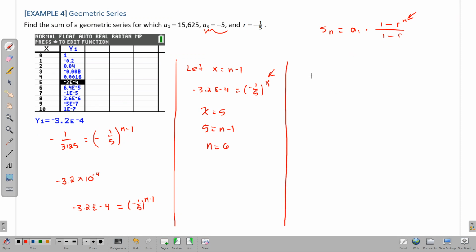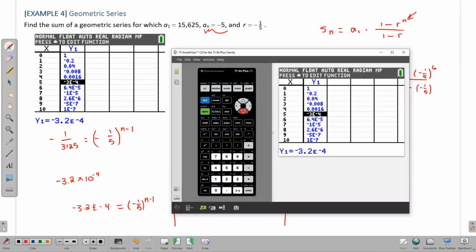Now we need to plug everything into this. It wants the entire sum, so s sub n, which in this case is actually s6, the sum of the first 6 terms, equals A1, which was 15,625, multiplied by 1 minus negative 1/5 raised to, now we can put in the 6 there, and that's divided by 1 minus a negative 1/5. Okay, let's actually type this one in the calculator, just because it is a little messier.